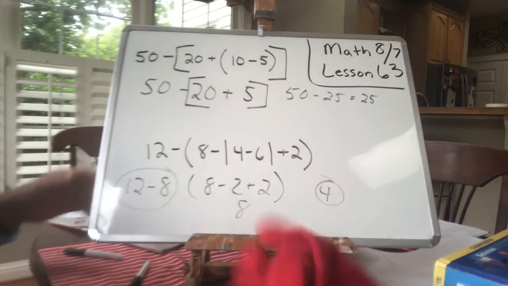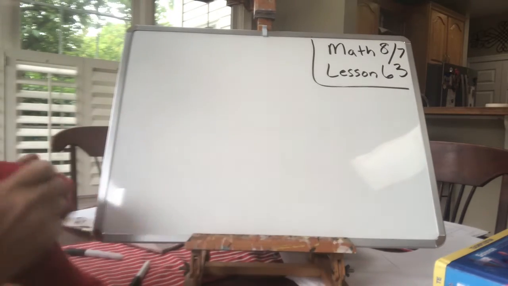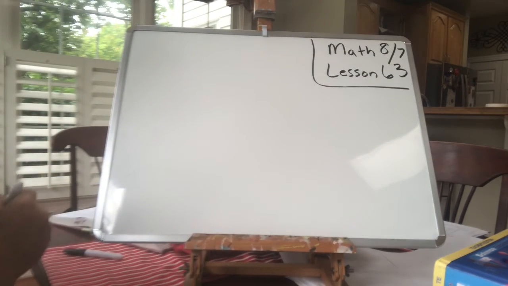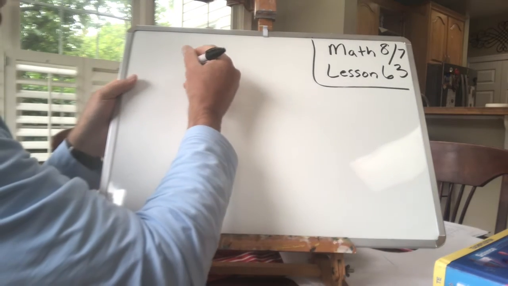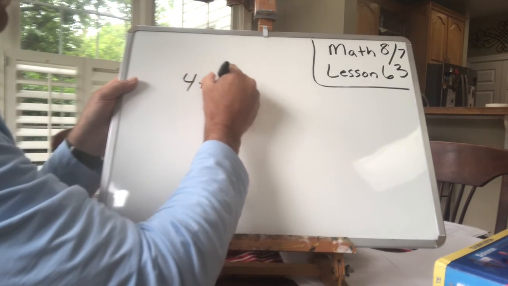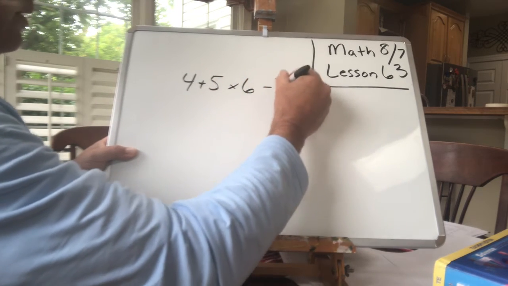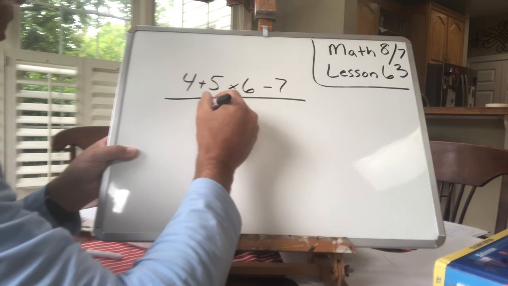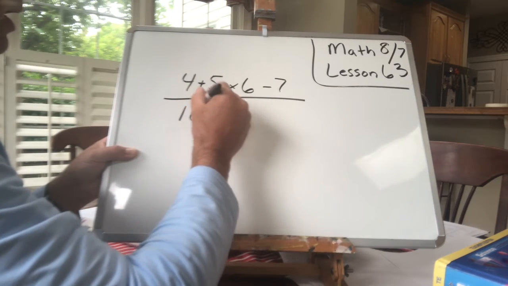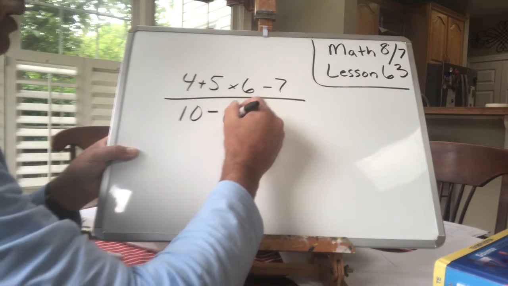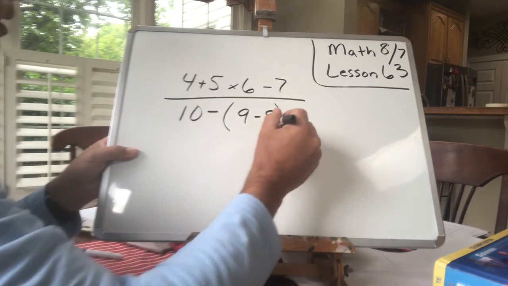All right? One more example that they give us. And feel free to rewind this video and play it again to make sure that you understand it. Okay? Symbols of inclusion. All right. Last one they give us is 4 plus 5 times 6 minus 7 divided by 10 minus parentheses 9 minus 8, right?